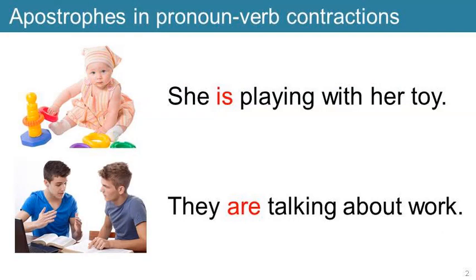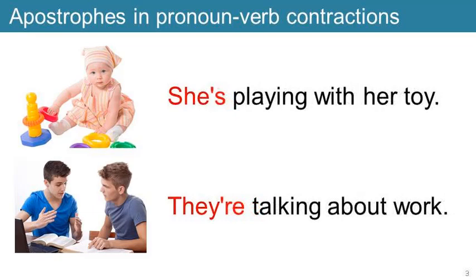The red words are auxiliary verbs. They help to form different verb tenses. In spoken language, we usually contract the auxiliary verb with its subject pronoun, as you see here.